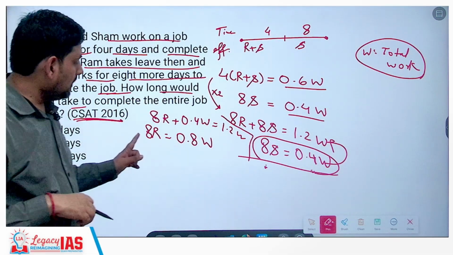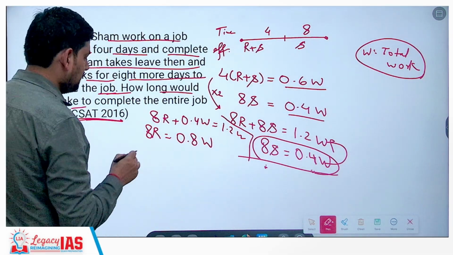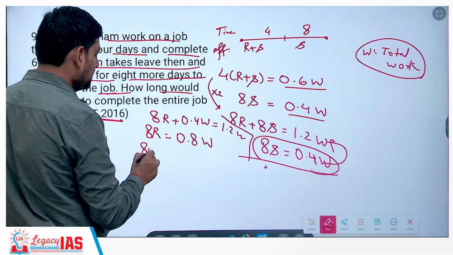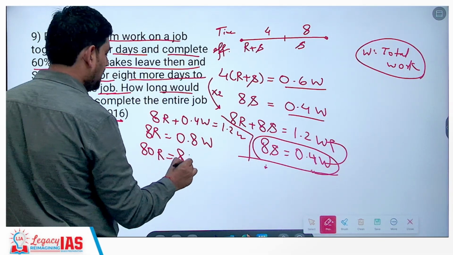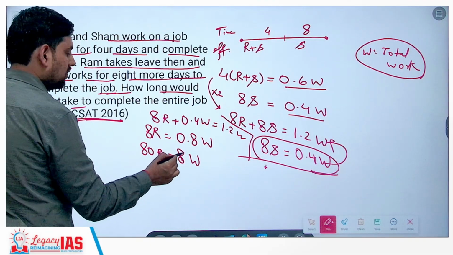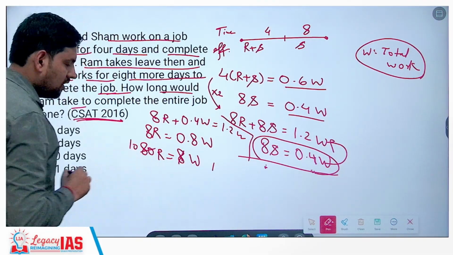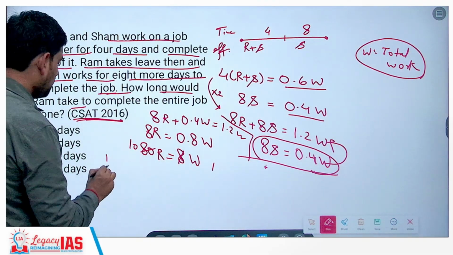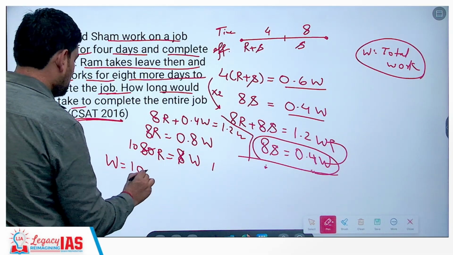Now I multiply both sides by 10 to remove this decimal. So this becomes 80R is equals to 8W. How many times will this go? 1 time, 10 times. So what you got? You got W is equals to 10 into R.